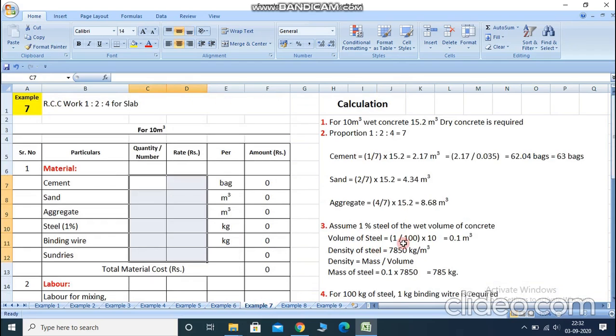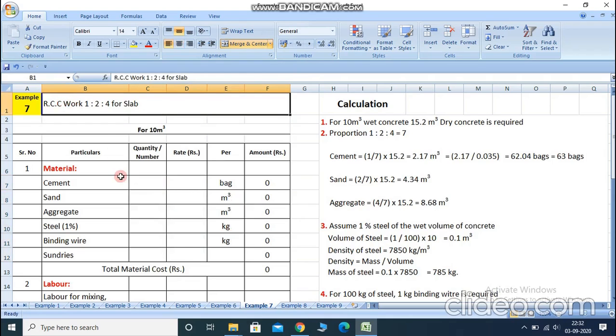Now next we start example number 7. In this example we take an RCC work of ratio 1:2:4 for a slab. In an RCC work we have cement, sand, aggregate, steel and binding wire. So these two new materials are added to the material list, and for the steel we calculate for a slab 1% steel. Here 1% is of the 10 meter cube, clear? So 1% steel is calculated for slab work.